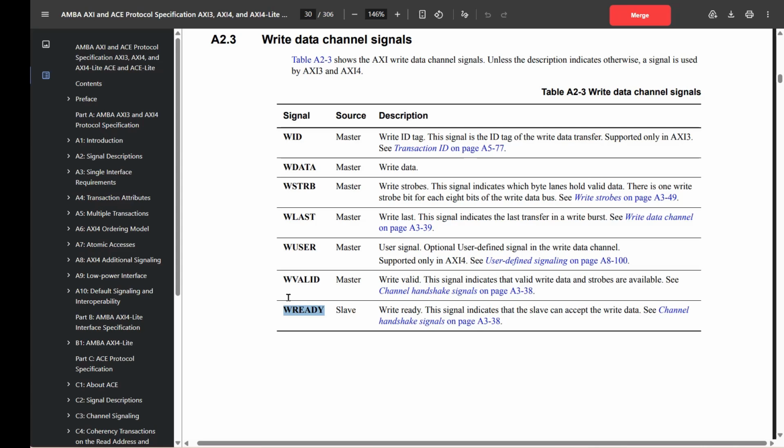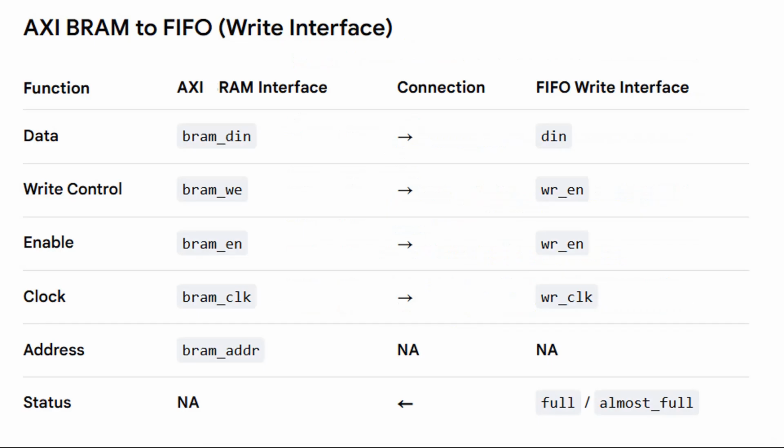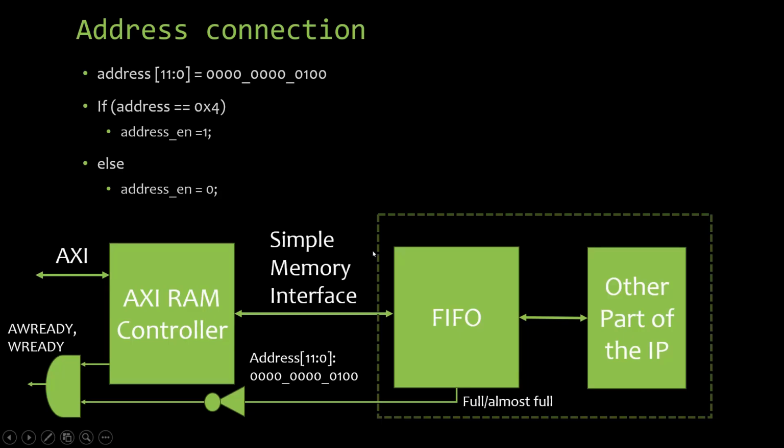That's all. That is back pressure. Friends, this hardware level back pressure is very important when you are designing very fast AXI4 based IPs like DDR controller. Friends, ideally because AXI RAM controller is interfacing the AXI interface, so AW ready and W ready will be given by AXI RAM controller only.